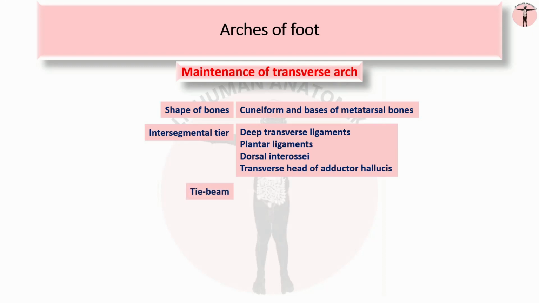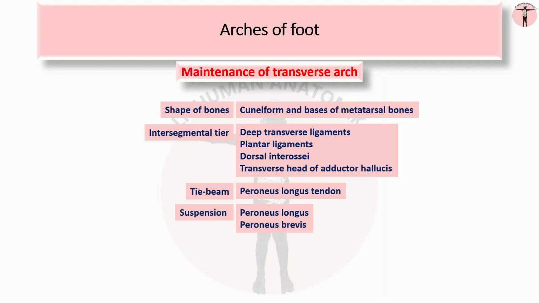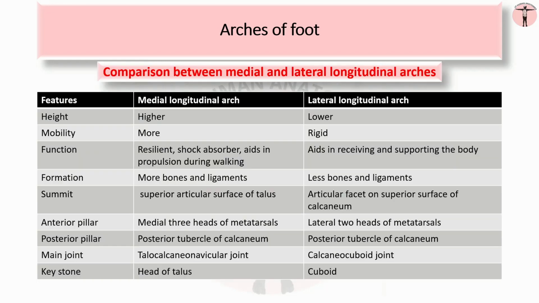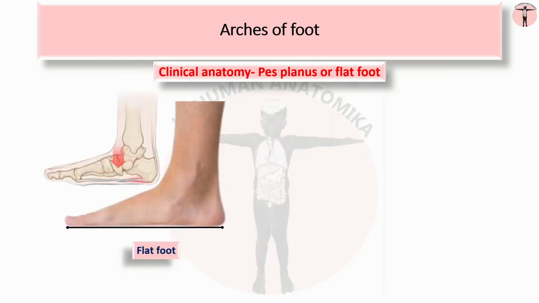The tie beam tying the ends of the transverse arch together is the peroneus longus tendon. Suspending the arch from above are the peroneus longus tendon and the peroneus brevis. You can pause the video to go through the differences between the medial and lateral longitudinal arch. We will now discuss the clinical problems associated with the arches of the foot.